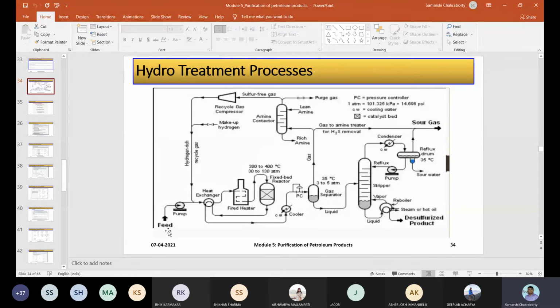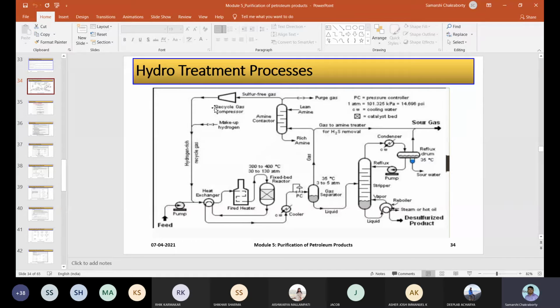So you see that your feed is entering here. After you have compressed your hydrogen gas, it is entering into your heat exchanger. What is the heat exchanger doing? It is actually utilizing the product that is coming out of the fixed bed catalytic reactor, where our hydrotreatment process is taking place. So here heat transfer is taking place, where your feed and your recycled hydrogen-rich gas are getting heated up. Then it is entering my fired heater, where it is going to raise the temperature up to 300 to 400 degrees centigrade.